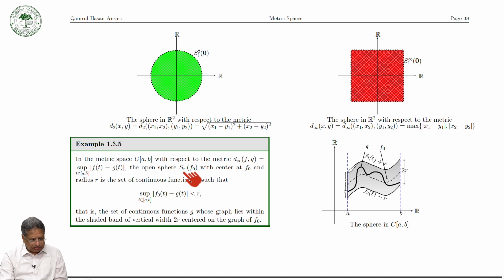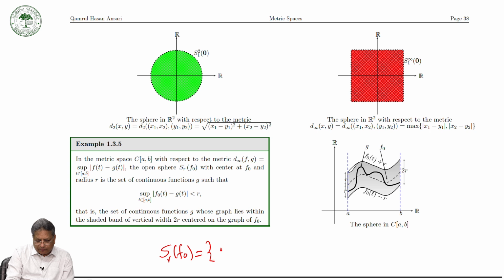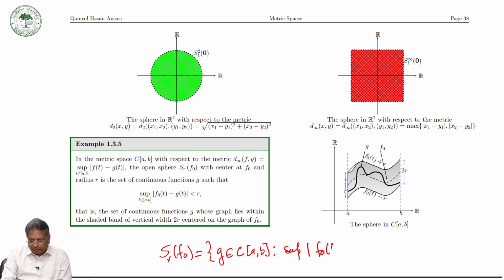By the definition of S_r(x naught), what is the definition? We can write S_r(f naught) as the set of all elements g in C[a,b] such that the supremum of mod of f naught of t minus g of t is less than r, with t in [a,b]. So this is the definition.